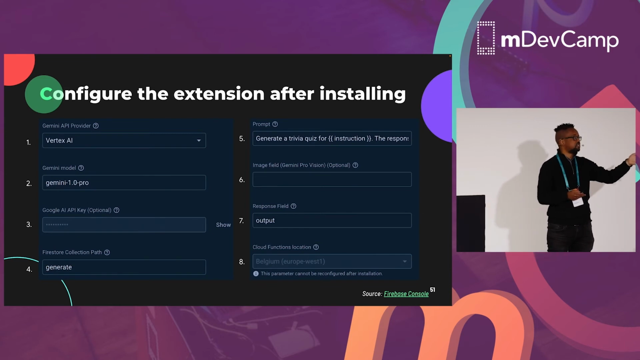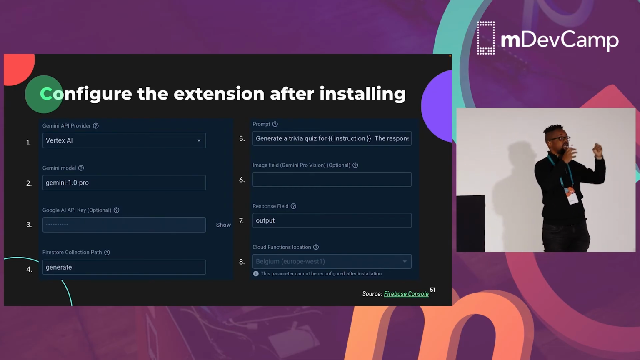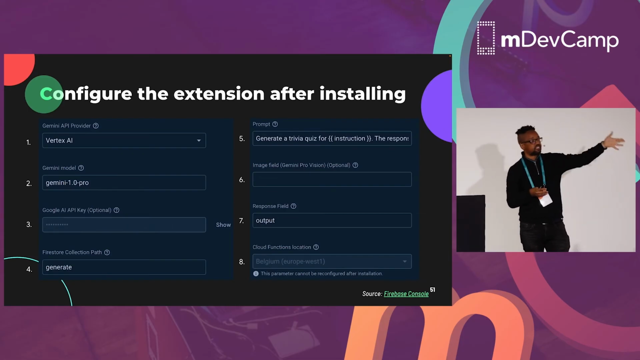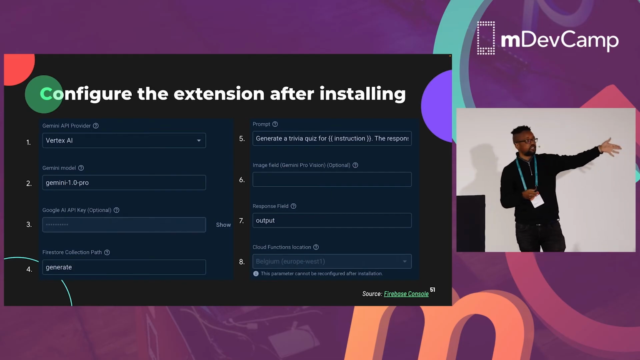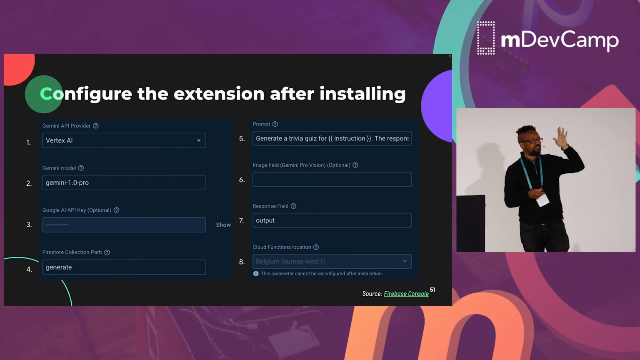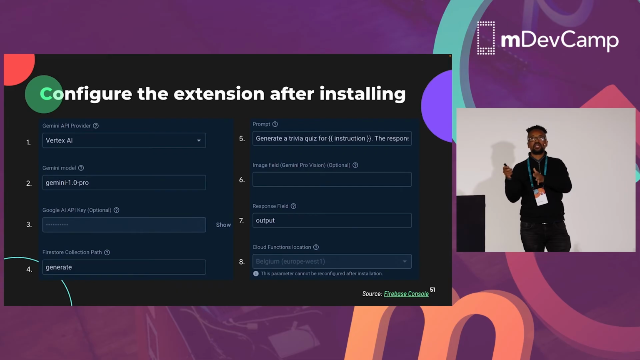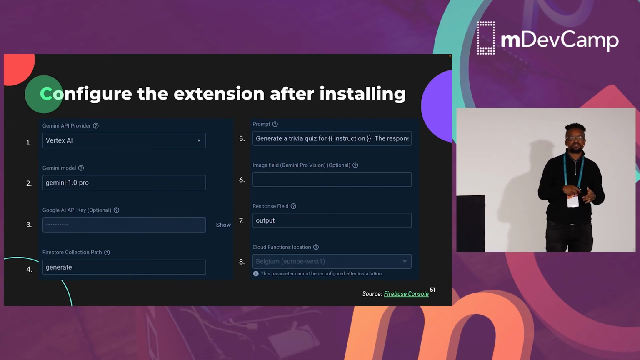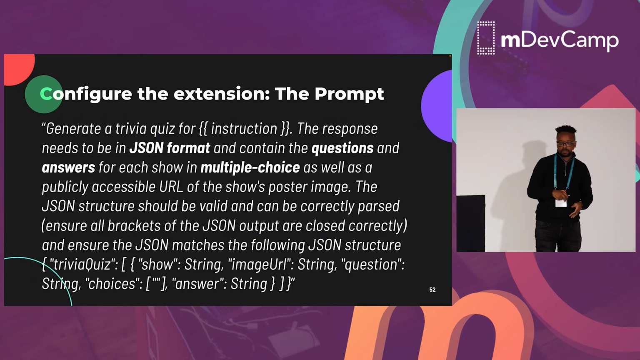I called it output, which is basically the response, where when Gemini responds with something, and then in Firestore, it's going to try and store this information somewhere. This is where it's going to reside. And then the cloud functions location. This is where the server is going to be located for your function itself. Unfortunately, you can't change this after you install it. I think you might have to remove the extension and then reinstall it again if you want to change the location. But these are the different parameters that you need to set up.